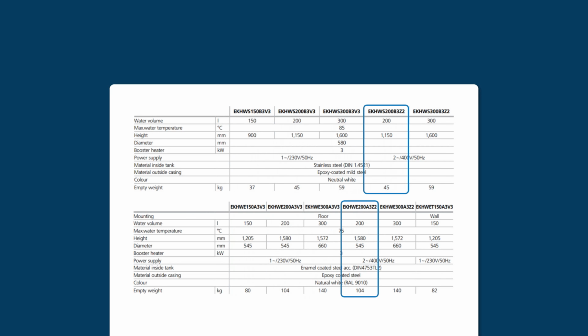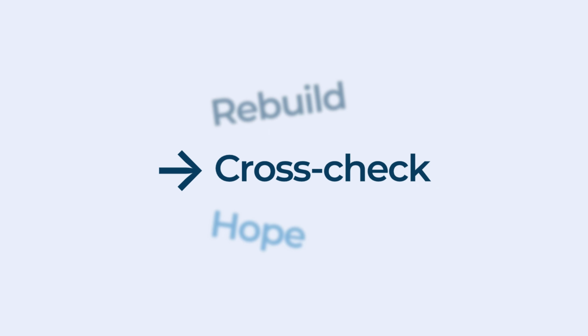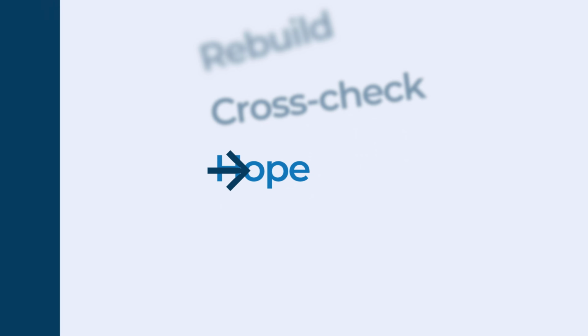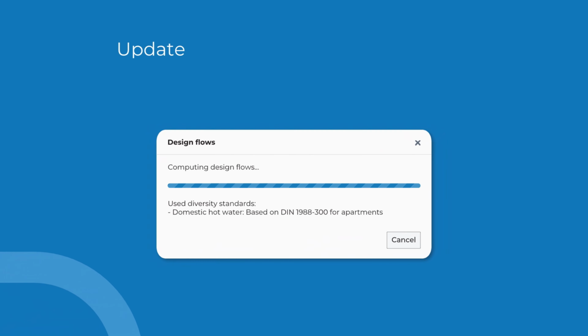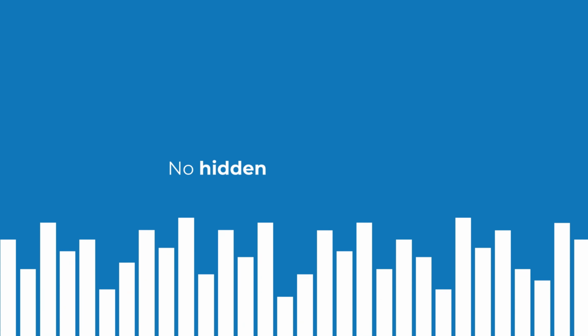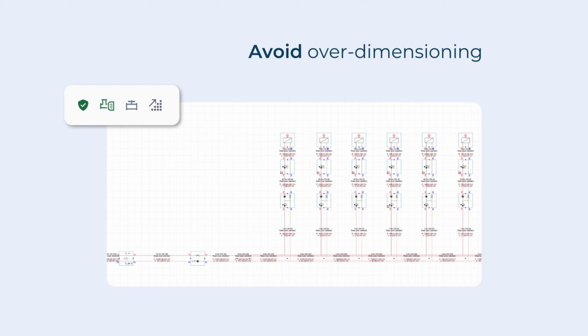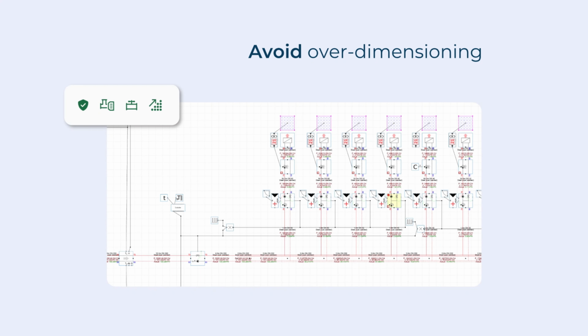Now here's the real difference. What happens when project specs change mid-design? In Excel, you rebuild, you cross-check, and you hope nothing was missed. In the Hysopt Designer, you update the model once and the entire system recalculates automatically. No rebuilding, no manual cross-checking, no hidden inconsistencies. So you can prove the system will work, without unnecessary over-dimensioning or cost inflation.